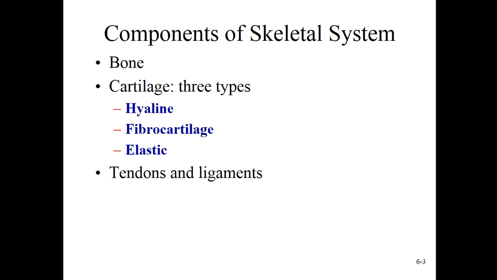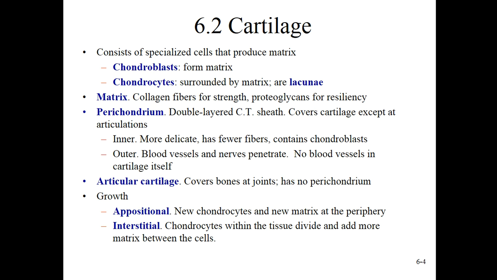Components of the skeletal system include bone, cartilage, and tendons, which attach muscle to bone, and ligaments, which attach one bone to its neighbors and hold the joint in a normal relationship.